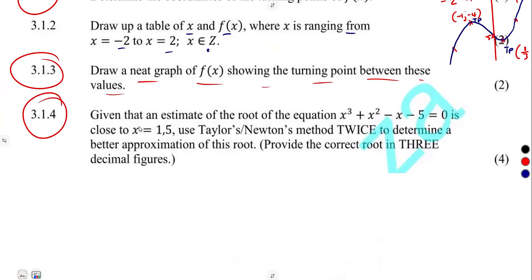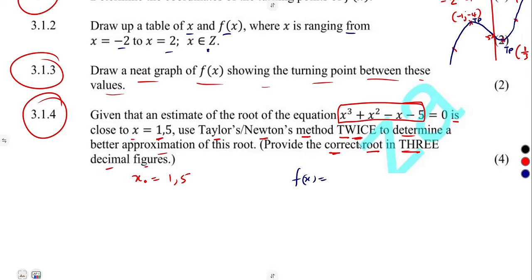And 3.14, given as an estimate of the root of this equation, so this is our f of x, exactly what we had before, is close to x, which is 1.5. So our x naught is 1.5. So use Taylor's or Newton's method twice, all right, 2 times. Determine the better approximation of this root. Provide the correct root in 3 decimal figures, all right?